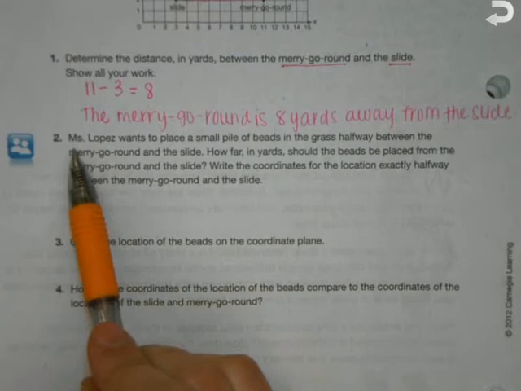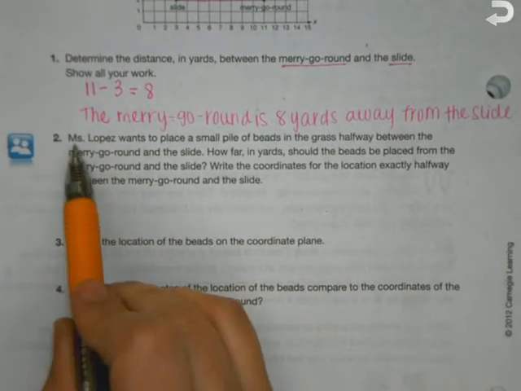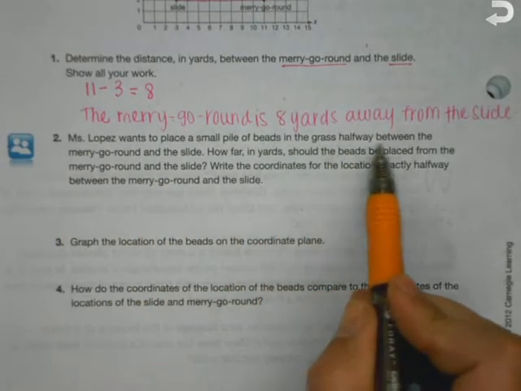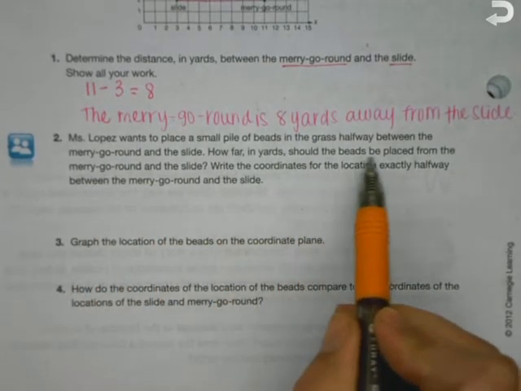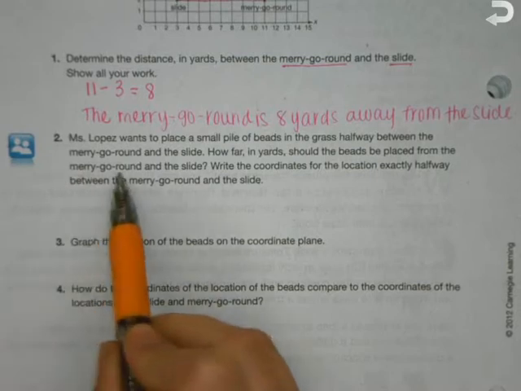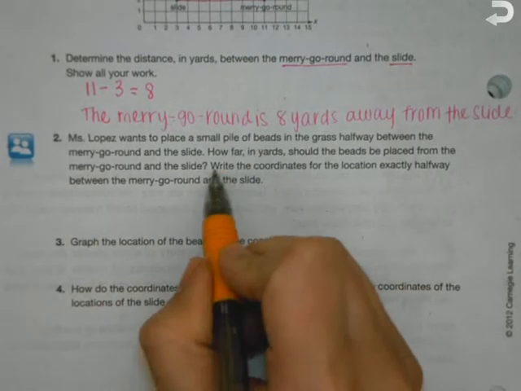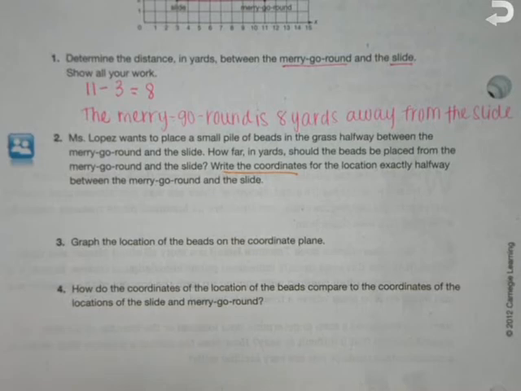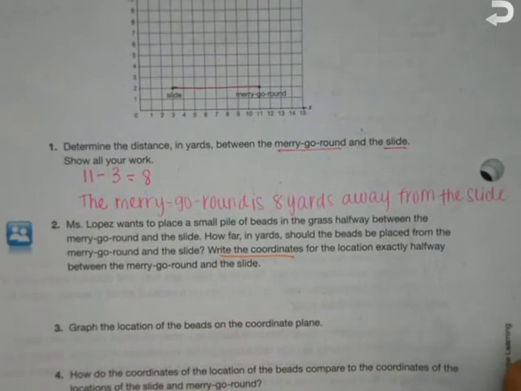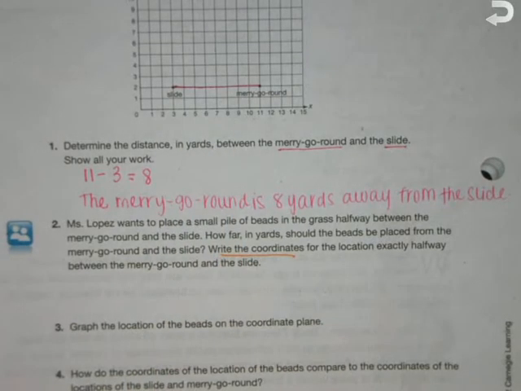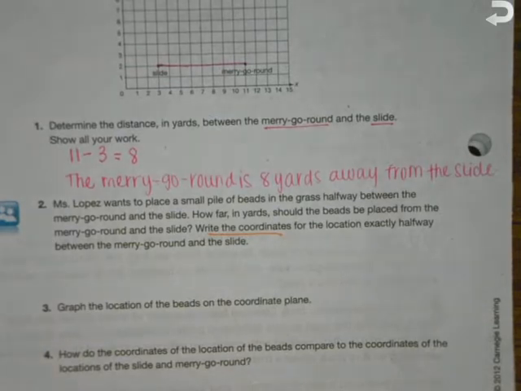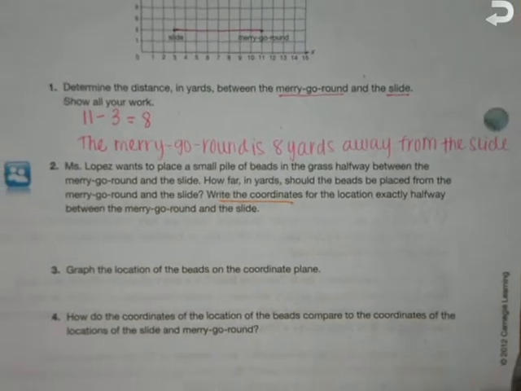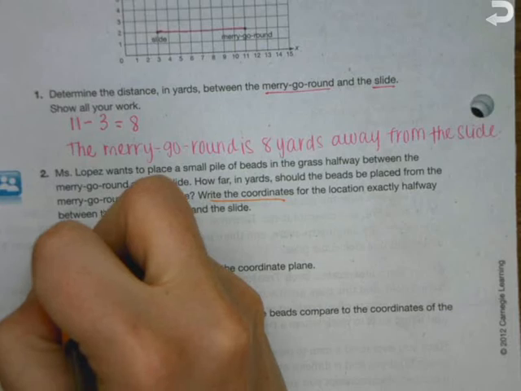Okay, so let's read number 2 together. Mrs. Lopez wants to place a small pile of beads in the grass halfway between the merry-go-round and the slide. How far in yards should the beads be placed from the merry-go-round and the slide? And then I want you to write the coordinates for the location exactly halfway between the merry-go-round and the slide. If they are 8 yards apart, guys, how far away should she put the beads? 4. What? 4. 3.5 is not half of 8. How many yards? 4.